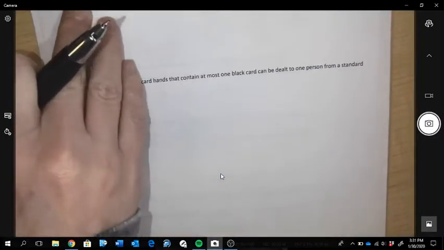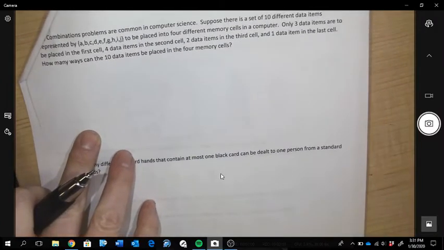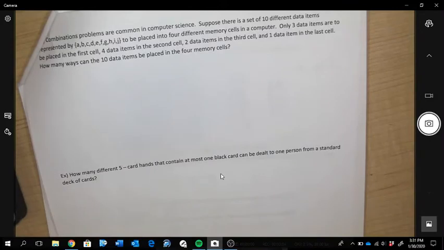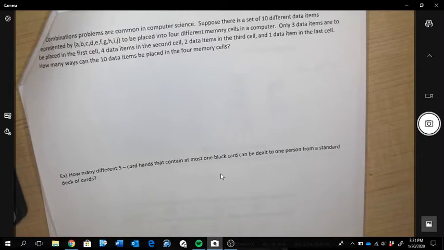So combination problems are common in computer science. Suppose there are a set of 10 different data items represented, so they gave them letters, to be placed in 4 different memory cells in the computer. Only 3 data items are to be placed in the first row, or first cell, 4 in the second, 2 in the third, and 1 in the last. How many ways can the 10 data items be placed in the 4 memory cells?